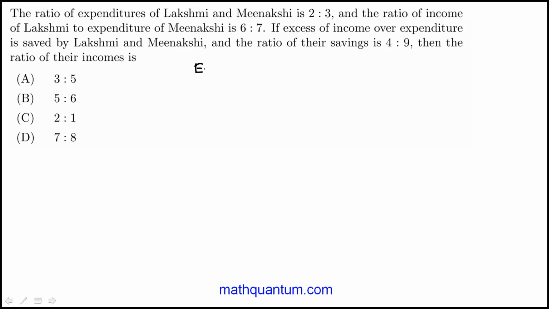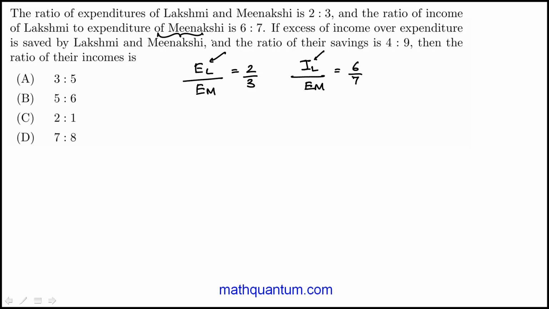So here, I'll call the expenditure of Lakshmi E sub L and that of Meenakshi E sub M, and that's 2 over 3. And the ratio of income of Lakshmi, I sub L, again, I think it's important to use the right letters so you can keep track of different pieces of information. And this is expenditure, so they're kind of mixing up things here.